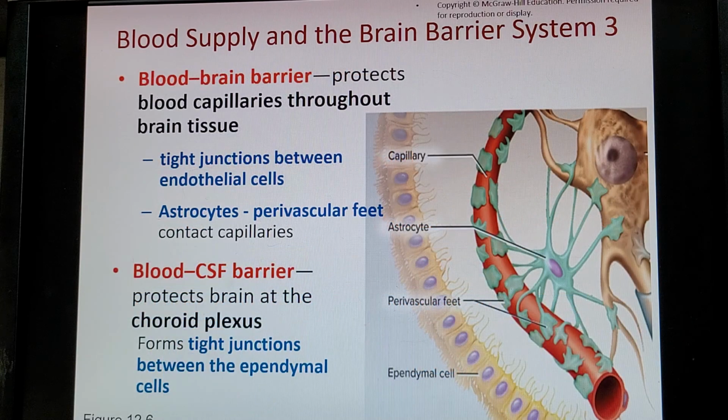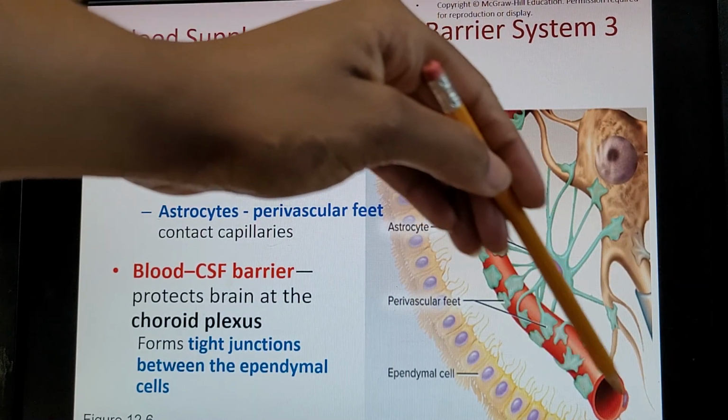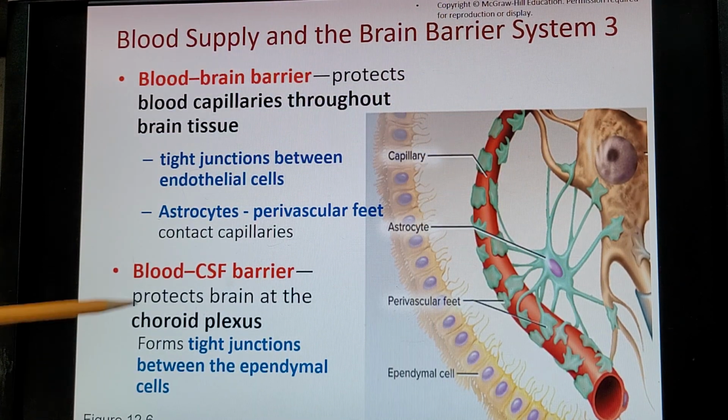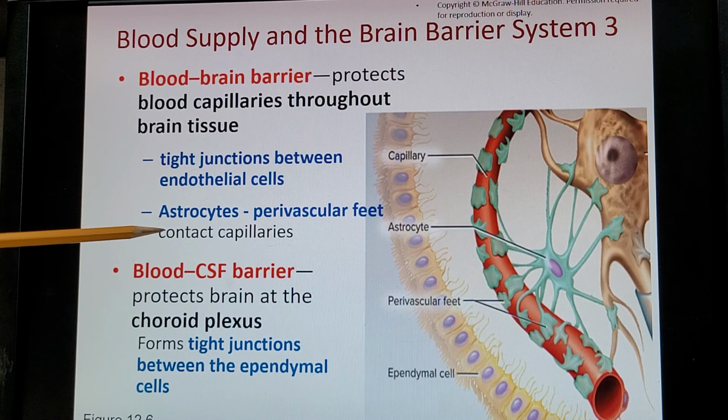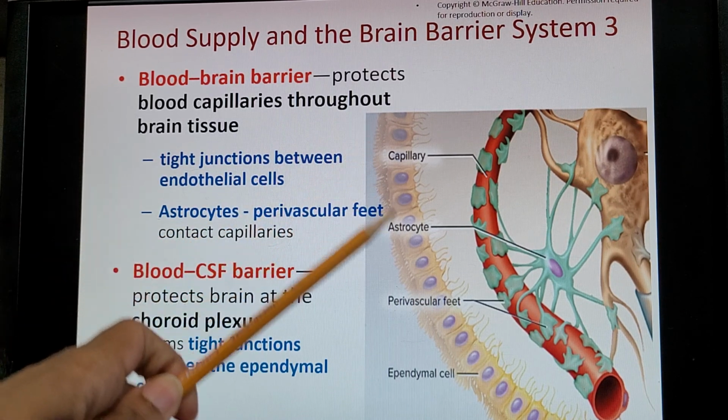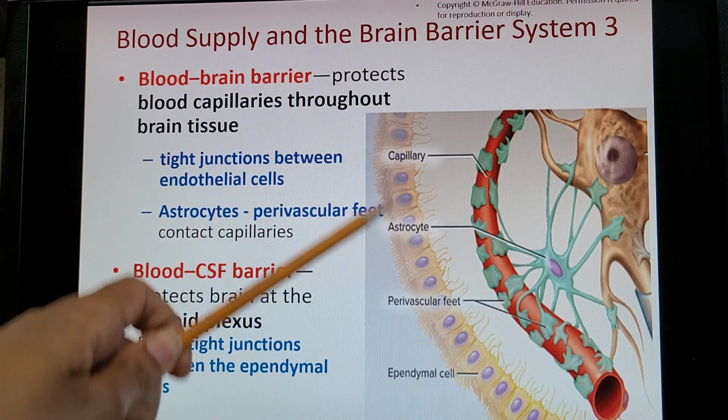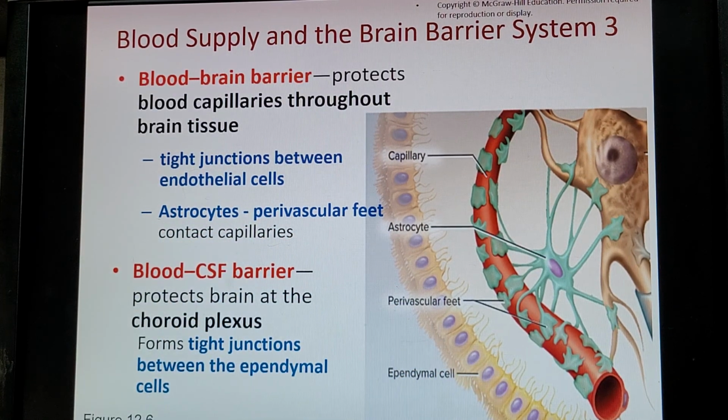Oh well. Okay, so blood-brain barrier: tight junctions between endothelial cells, so you do have those cells that create the capillaries. But mainly what I want you to know, perivascular feet of the astrocytes create your blood-brain barrier. For the other barrier, the blood-cerebrospinal fluid barrier, our ependymal cells have tight junctions between them, and that helps to keep stuff from getting into your brain.